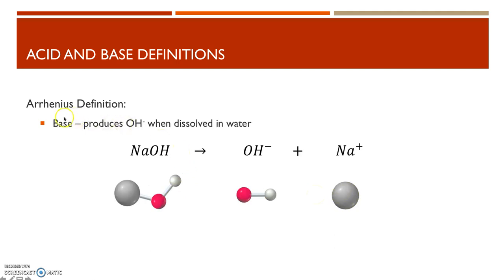The Arrhenius definition for a base is that it will produce hydroxide ion when dissolved in water. So OH- is the hydroxide ion. It's a polyatomic anion. When you dissolve sodium hydroxide into water, then sodium gives up its only valence electron to the hydroxide anion.